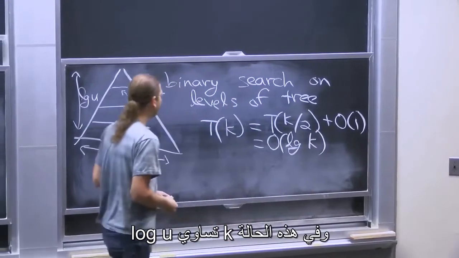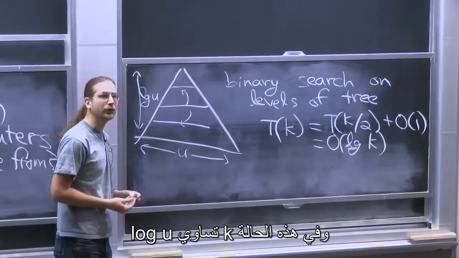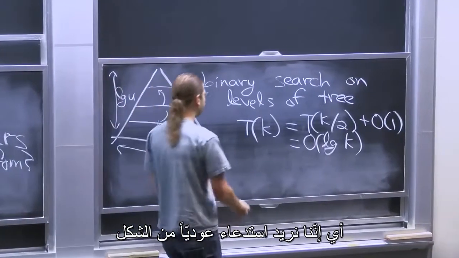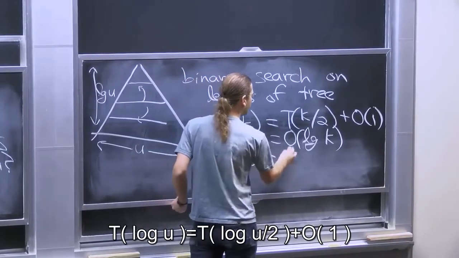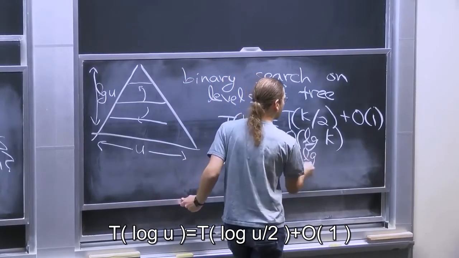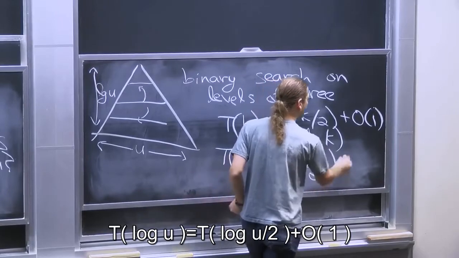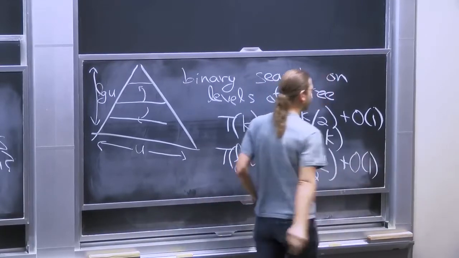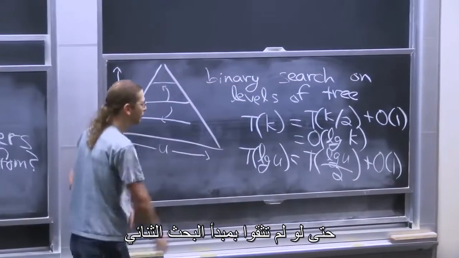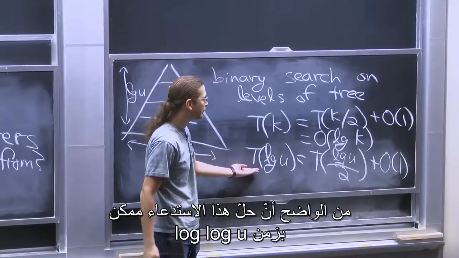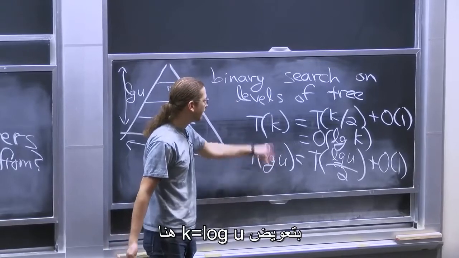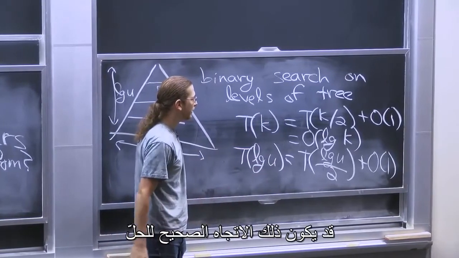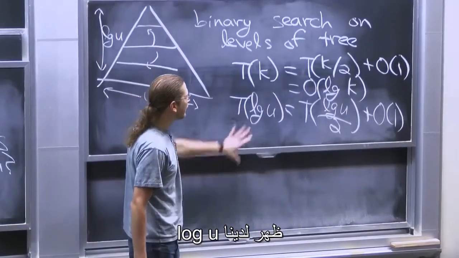In our case, k is actually log u. So we want a recurrence that looks something like T of log u equals T of log u over 2 plus order 1. Okay, even if you don't believe in the binary search perspective, this is clearly a recurrence that solves to log u. I'm just substituting k equals log u here. So that could be on the right track. Now, that's in terms of log u.